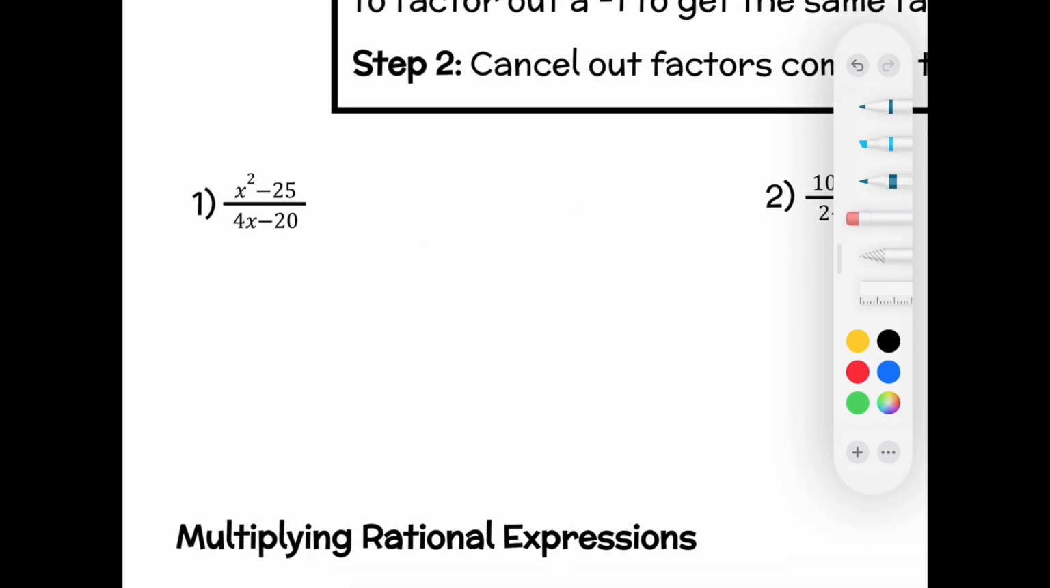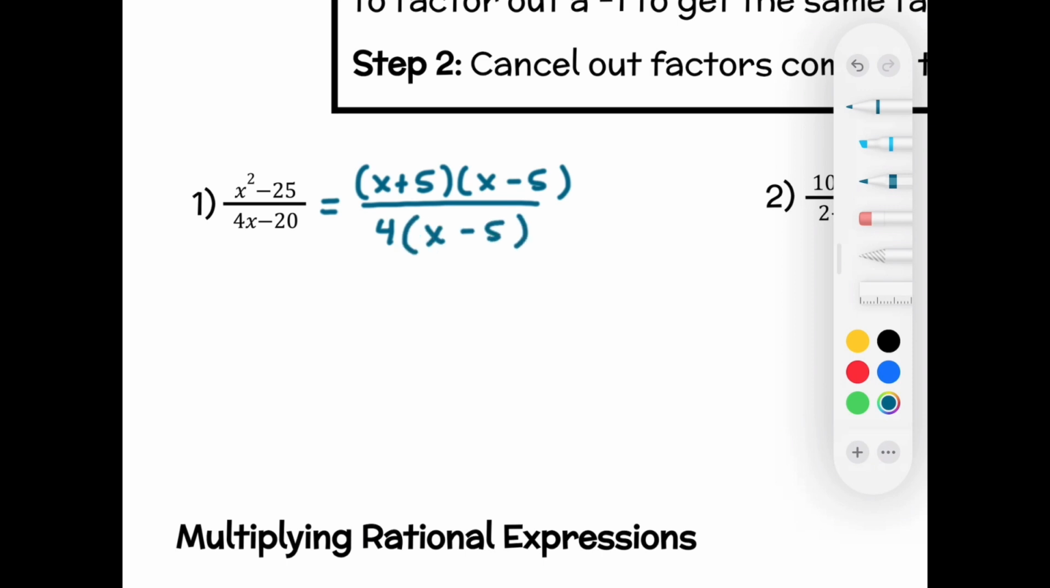We're going to factor the top and the bottom and see if anything cancels out. If we look at number one, the top is a difference of squares, so we would have x plus 5, x minus 5. On the bottom, the only thing we have is a GCF, so I would factor out a 4, and we have x minus 5 left over. What we're looking for is if anything is going to cancel on the top and the bottom. We have an x minus 5 on the top and the bottom, so those cancel out. All we're left with is x plus 5 over 4, and that would be our simplified answer.